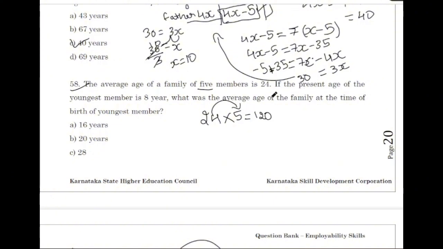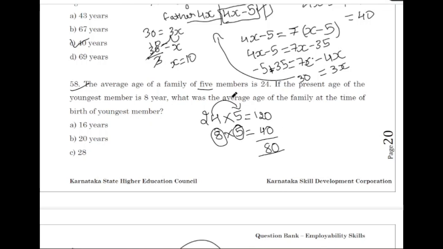So 120. Now they're asking, if the present age of the youngest member is 8 years, what was the average age of the family at the time of the birth of the youngest member? That means the youngest member was born 8 years ago. So we want to know the average age at that time. 8 years ago, 5 family members. 8 into 5 is 40. So 120 minus 40 is 80.